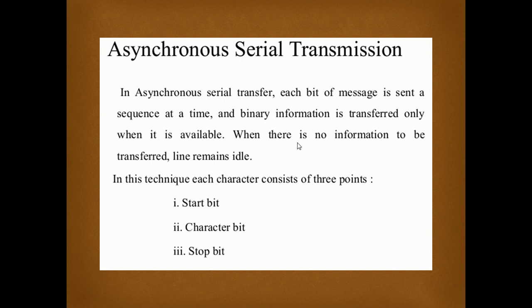In asynchronous serial transfer, each bit of the message is sent in sequence, one at a time, and the binary information is transferred only when it is available. That means when there is information, then there is a transmission. Otherwise, the line of serial transmission remains idle. To make the sender and receiver synchronous, the character bits must be accompanied by special bits. They are called the start and the stop bit.